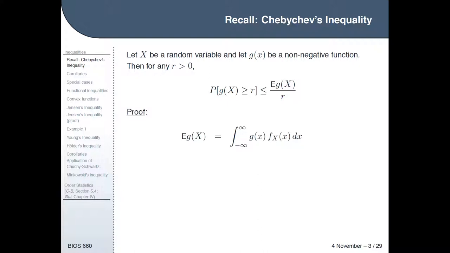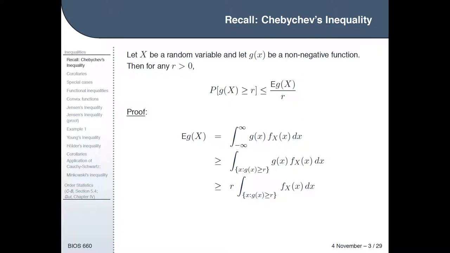a name, but as you'll recall, in lecture 14 we did this particular inequality: the probability that g of x is greater than or equal to r is less than or equal to the expected value of g of x divided by r. The way that you prove this is, the expected value of g of x, by definition, is the integral from minus infinity to infinity of g of x times f sub x of x, and that, of course, is greater than or equal to the integral when we only integrate from where g of x is greater than or equal to r up to infinity, as opposed to integrating over the entire real line.